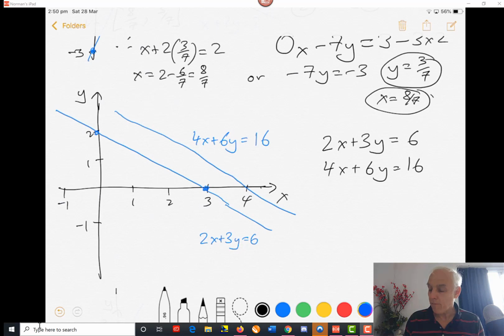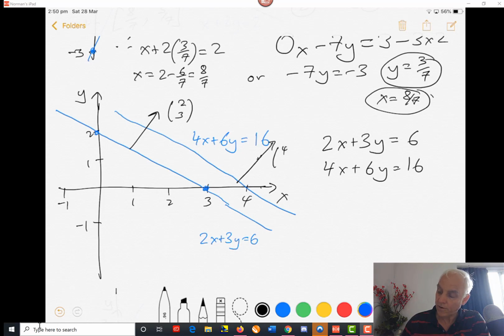In fact, they are parallel because the normals we can read off from the equations of the lines pretty easily. A normal to the first line is the vector 2, 3, and a normal to the second line would be the vector 4, 6. That's how we get the normal from the equation: we look at the coefficients of x and y. And these two vectors, 2, 3 and 4, 6, are multiples of each other. They're parallel, and so these lines themselves are going to be parallel.